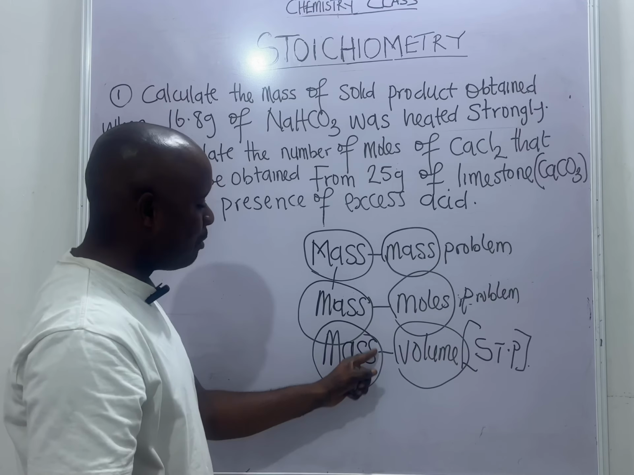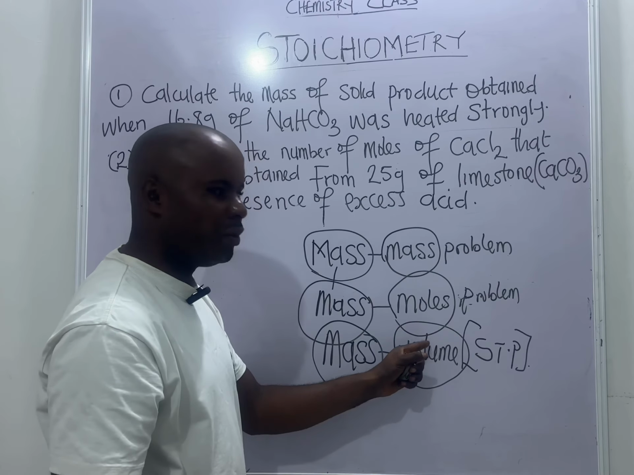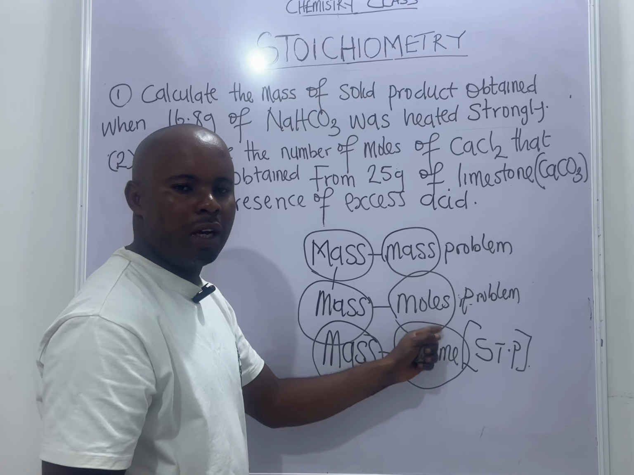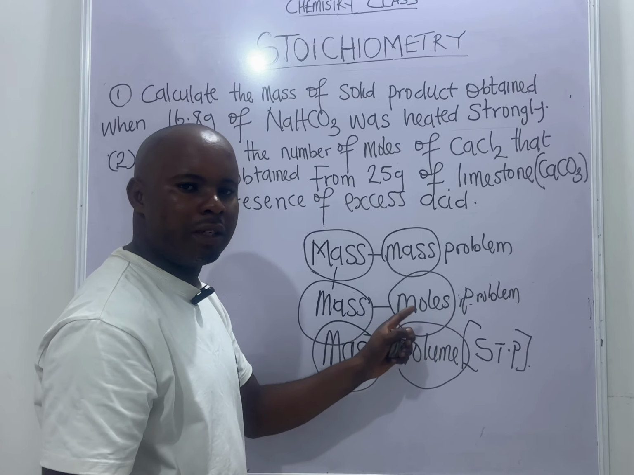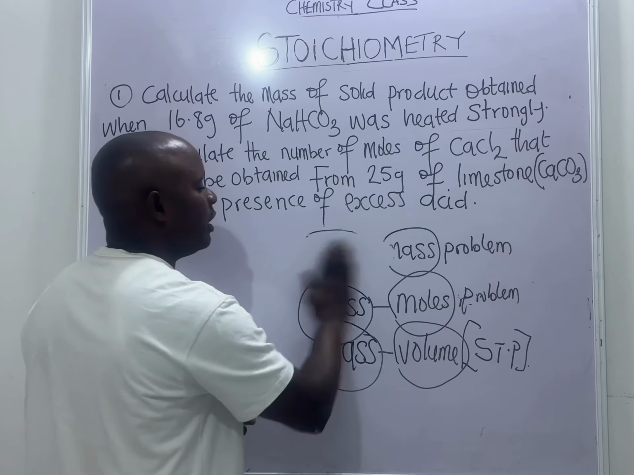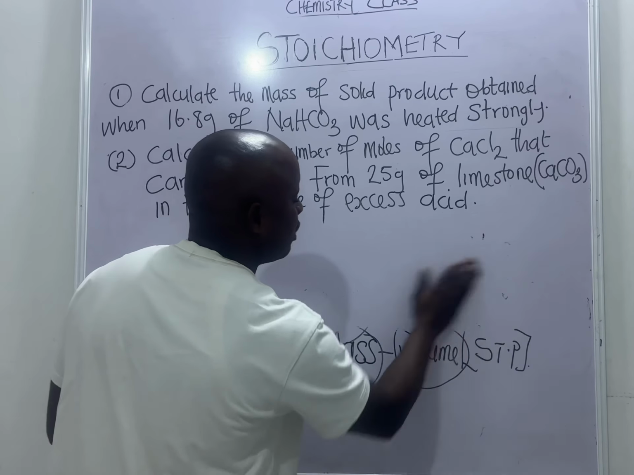We also have the mass volume. The mass volume talks about when the volume is at STP. When any gas is at STP, its volume is 22.4 dm³ or 22,400 cm³. So we're going to make use of those analogies to explain this concept. So let's look at this question.